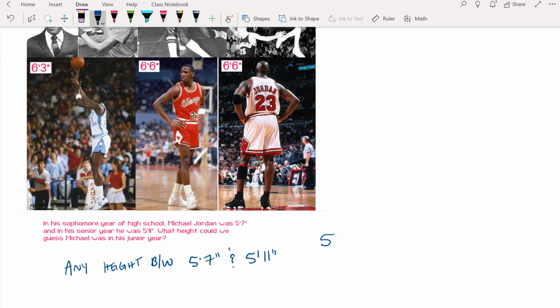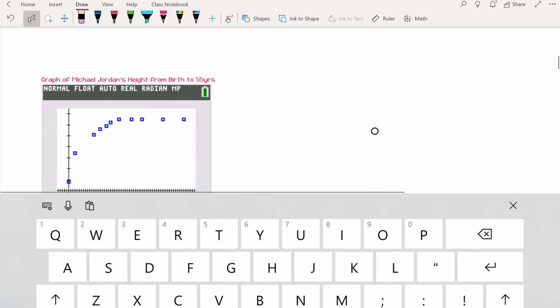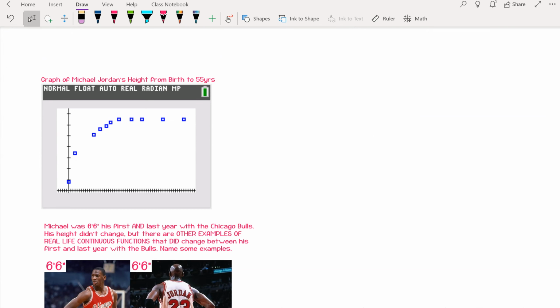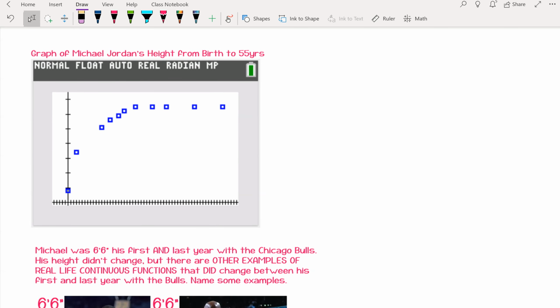If you're 5'7" at some point, you have to hit all these heights in between, or we could think of it as heights going up. You have to hit all these heights in between to get to 5'11". That means that you have a continuous function if you have to hit everything in between. Okay, so let's look at the graph of Michael Jordan's height. Now, this is just random heights from birth to 55 years. It obviously doesn't have every single height.